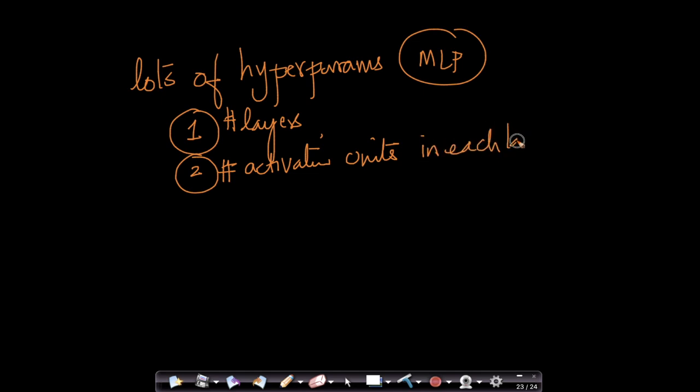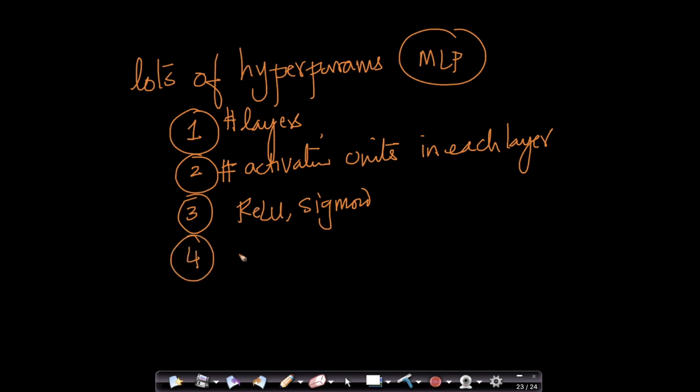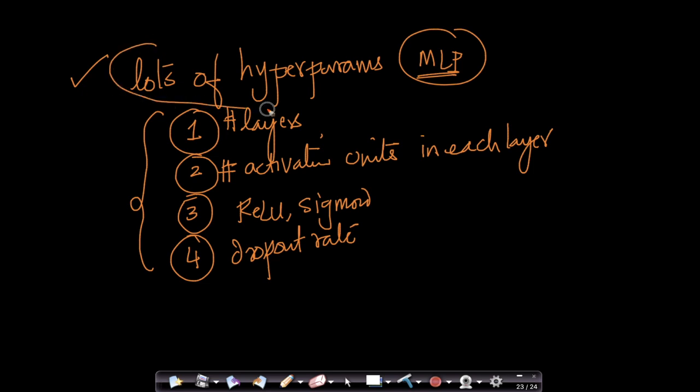The third one is what type of activation should you use? Should you use ReLU or should you use sigmoid? That's also a hyperparameter. We know ReLU works well, but it's also a hyperparameter that we should be careful about. If you're using dropout, we have the dropout rate. All these are just a few of the hyperparameters that you have in a multi-layer perceptron, right? Now the big question here is how do you do hyperparameter tuning for an MLP?